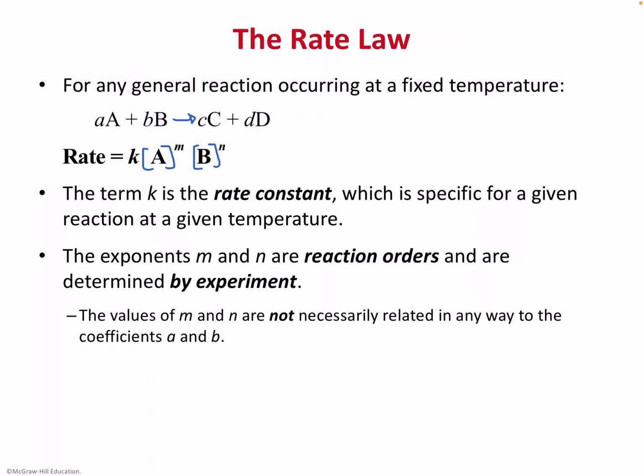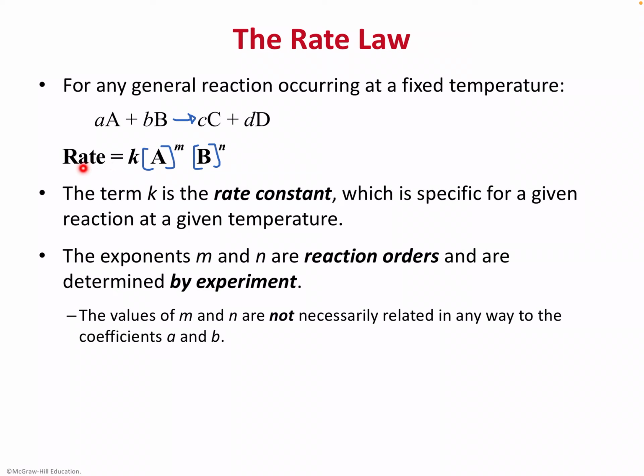So the rate law we can write for any reaction. For any general reaction occurring at a fixed temperature, if the temperature doesn't change, we can write the rate law like this. Let's see, you have A plus B giving you C and D. Remember we earlier wrote individual rates like negative 1 over a, delta A over delta T. Now that rate is called the rate law.